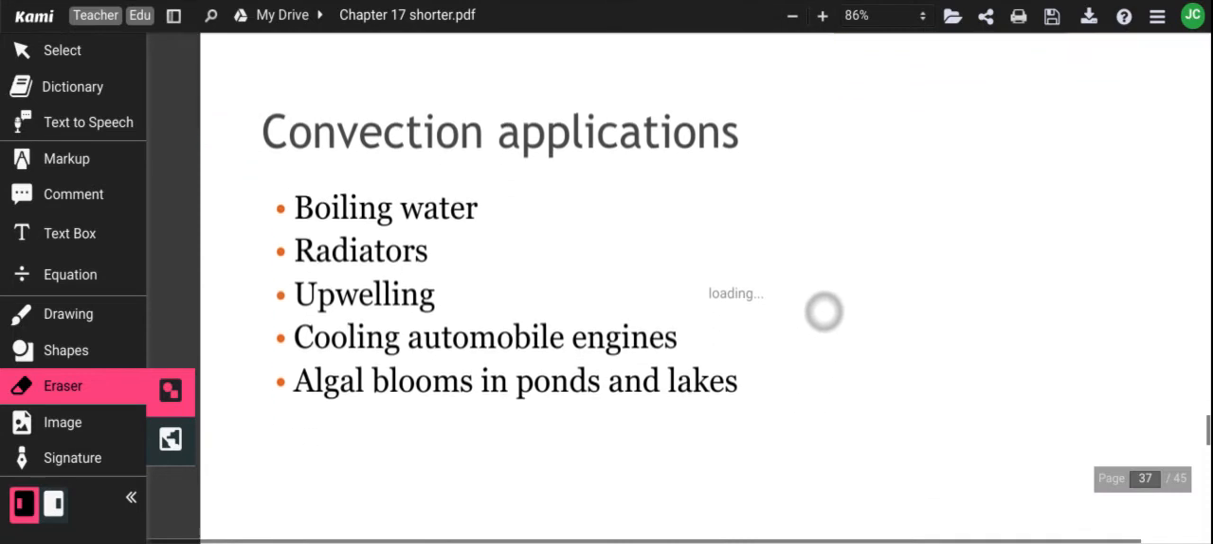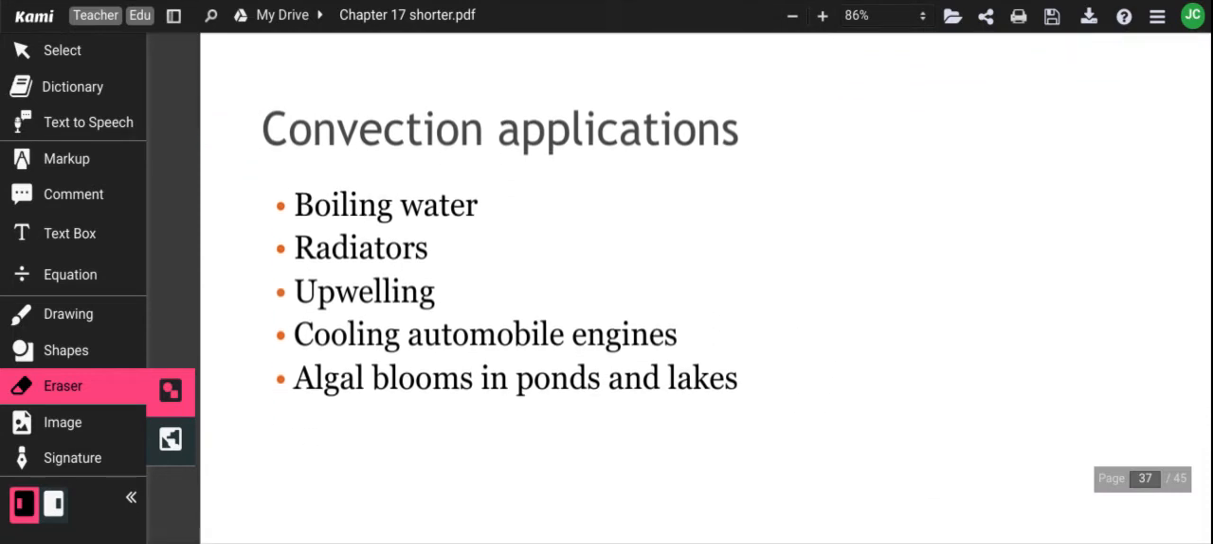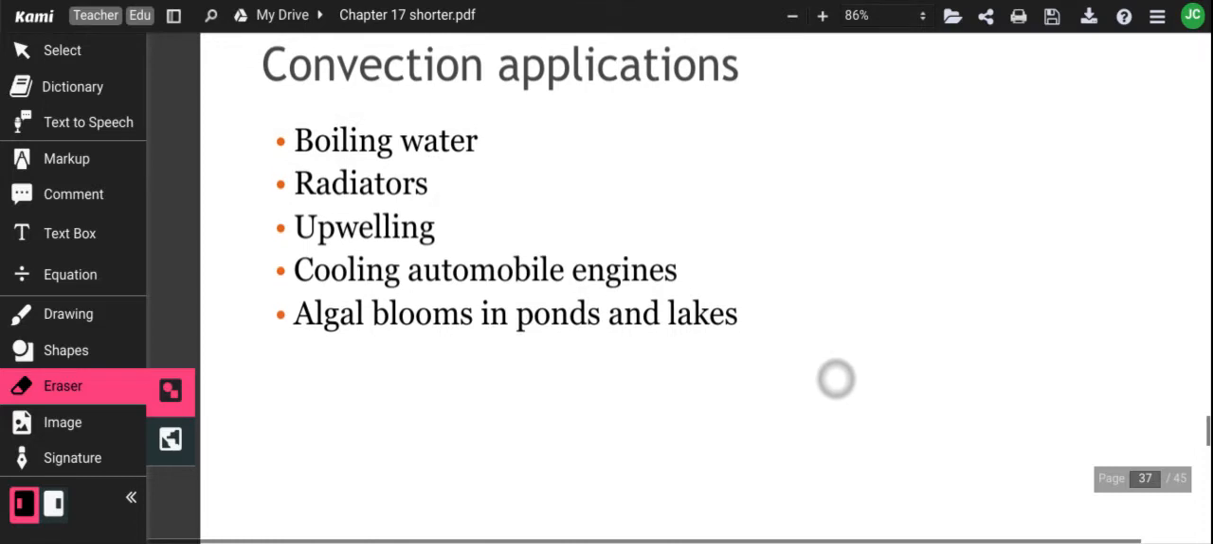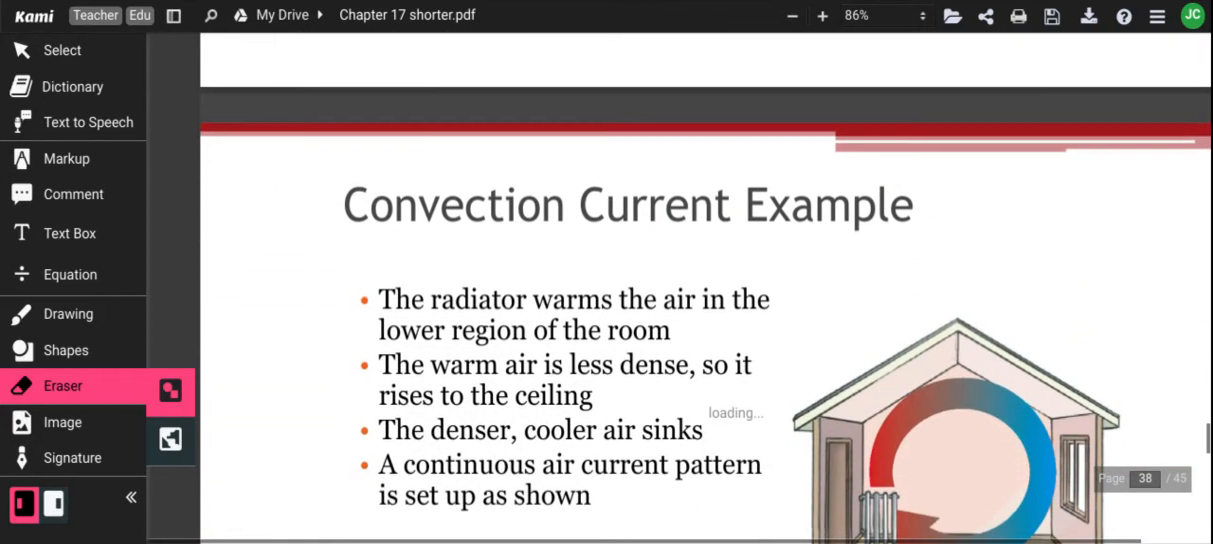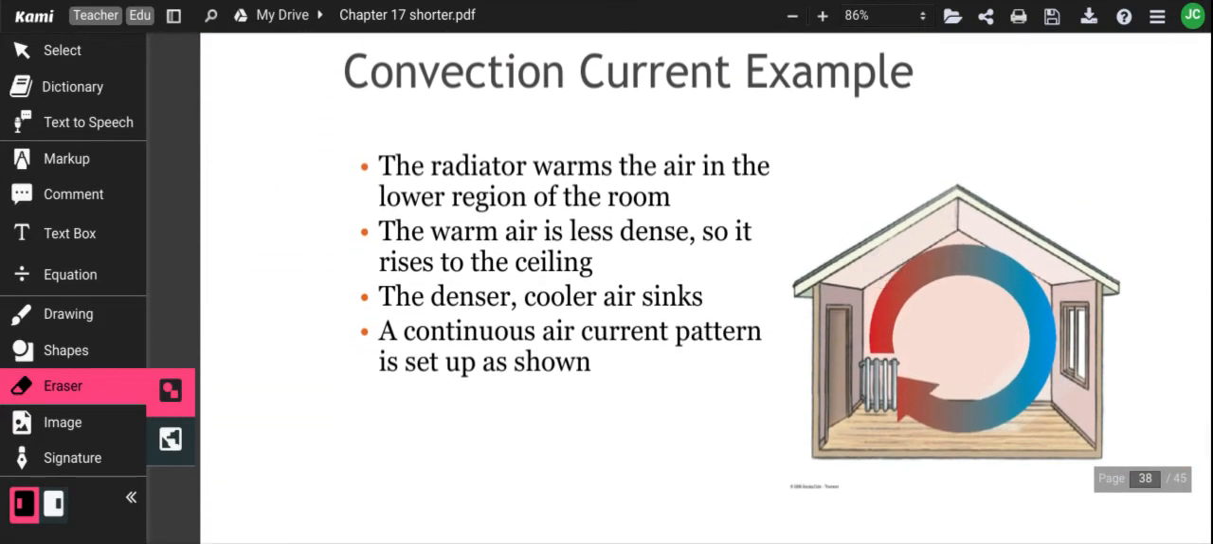Other examples or applications of this are boiling water and radiators. You can see all the different types here. And here is your traditional heating model. The energy here is coming out of the radiator. This could be anything. It could be a firebox. It could be a propane heater. It could be a number of things. But ultimately, there's heat coming from here.